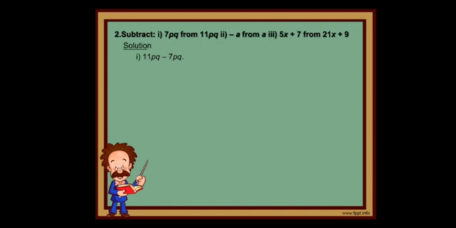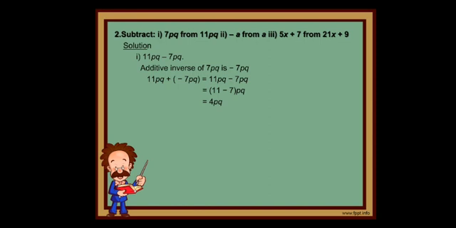This is nothing but adding the additive inverse of 7pq to 11pq. What will be the additive inverse of 7pq? Change the sign, that is minus 7pq. Add minus 7pq with 11pq. You know to add two expressions: add the numerical coefficients, 11 minus 7, then write the variable as it is. So 11 minus 7 pq. 11 minus 7 is 4, so 4pq.